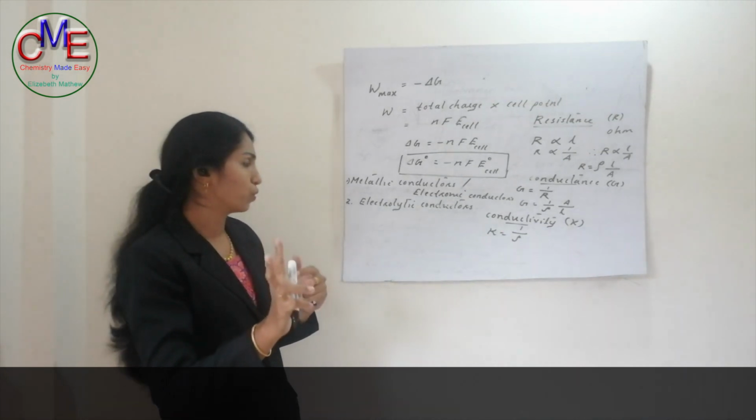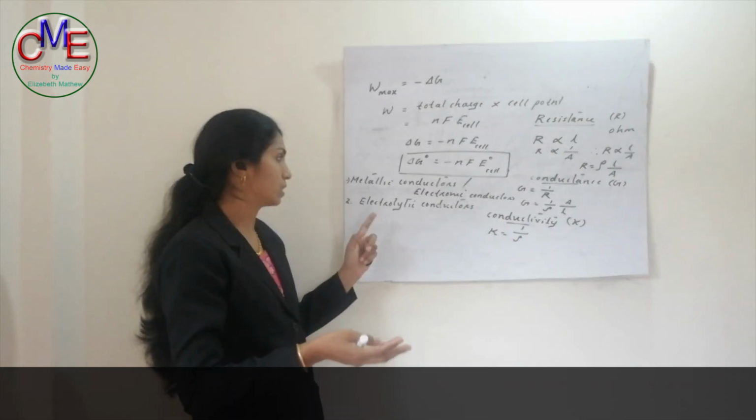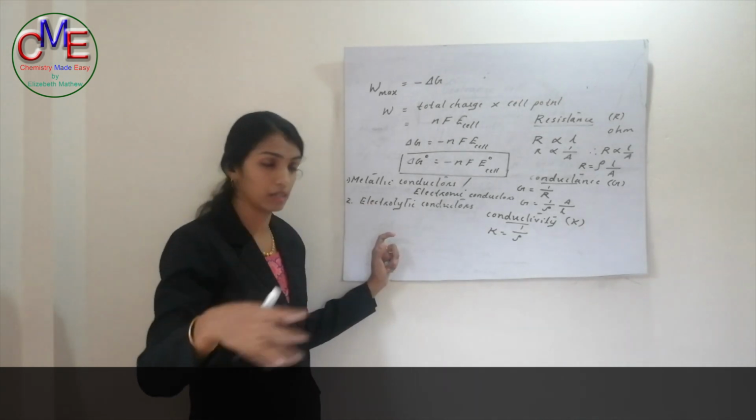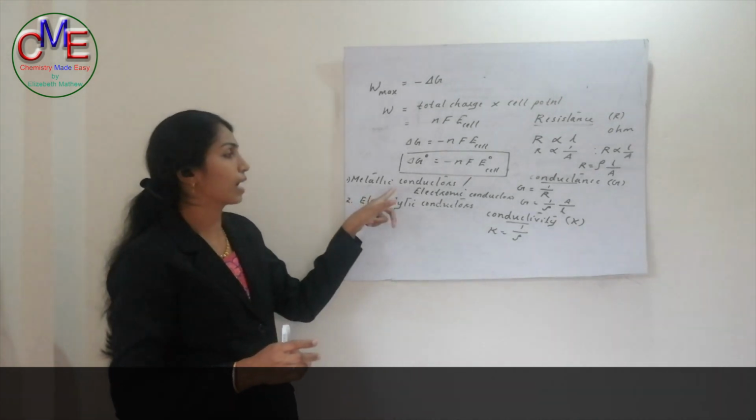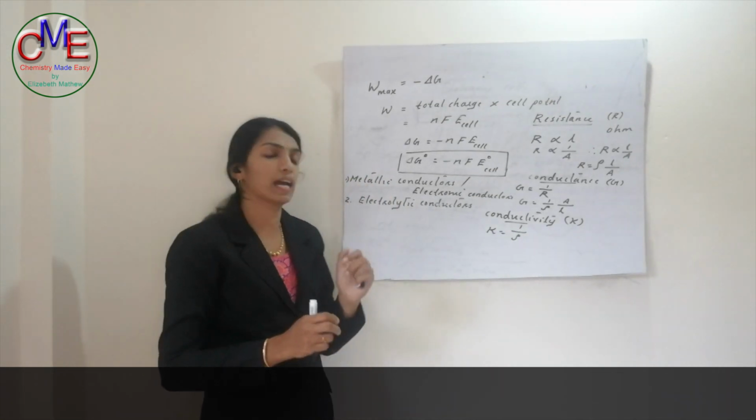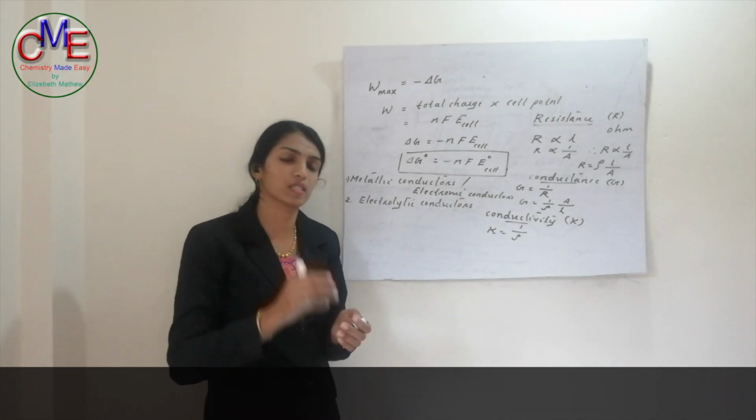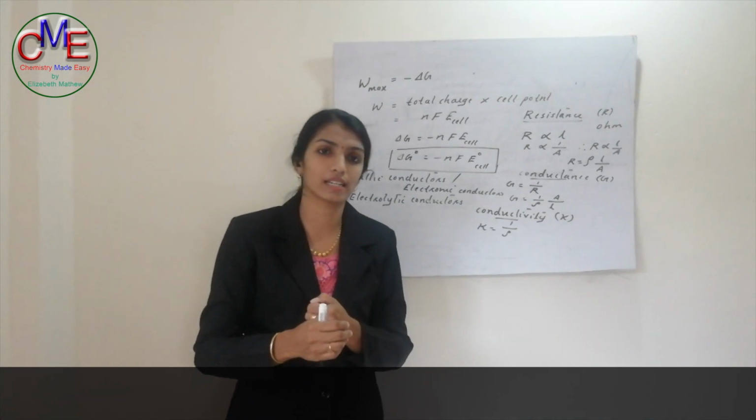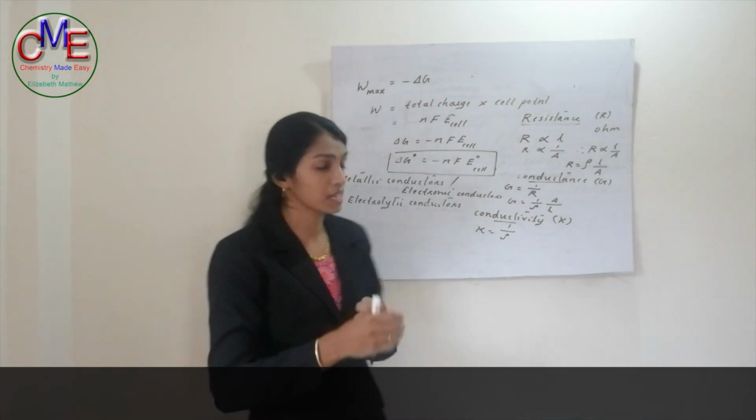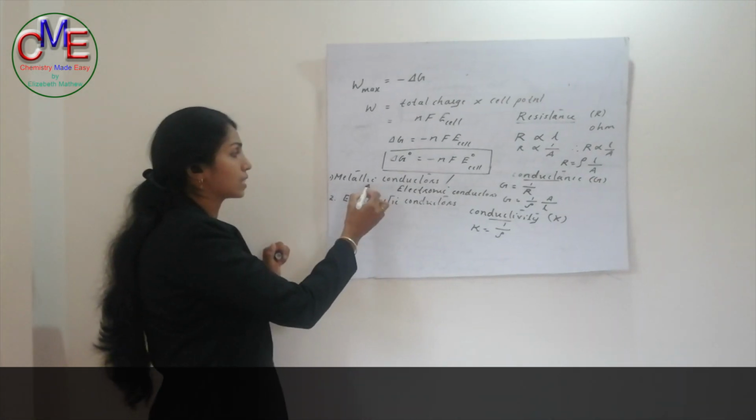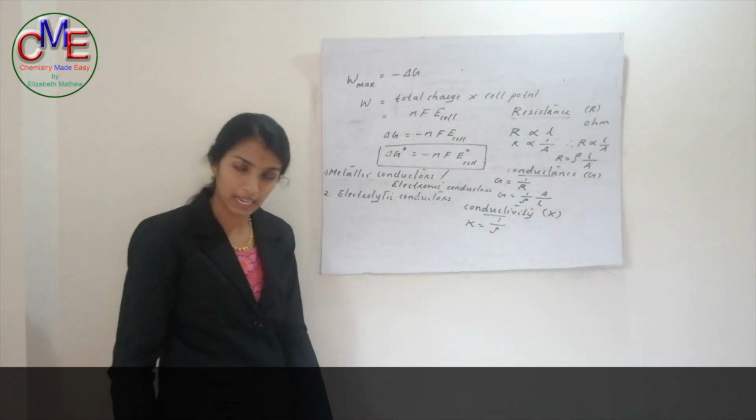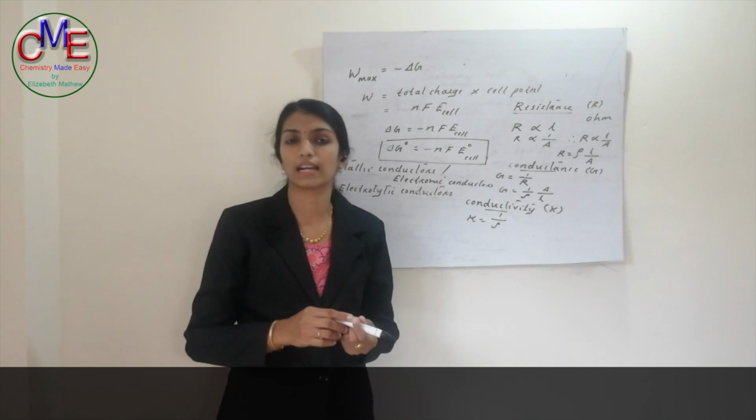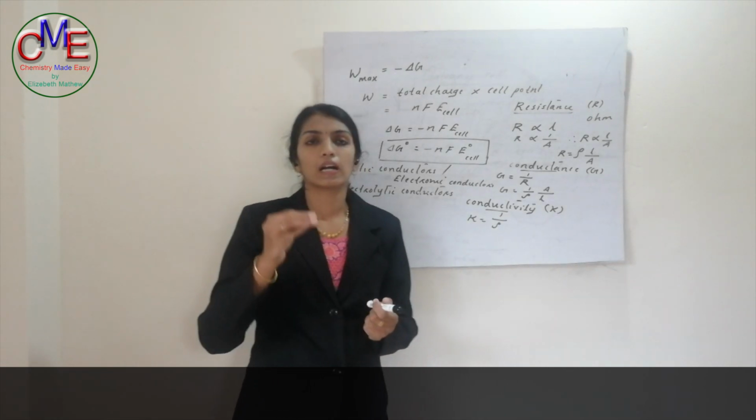So, conductors are of two types depending upon the conductivity. Conductors, insulators, semiconductors, so many materials are there. Conductors are mainly of two types, metallic conductors and electrolytic conductors. In metallic conductors, electrons are the current carriers, whereas in electrolytic conductors, ions are the current carriers. Then, what are the factors affecting the conductivity of metallic conductors? That may be a short question.